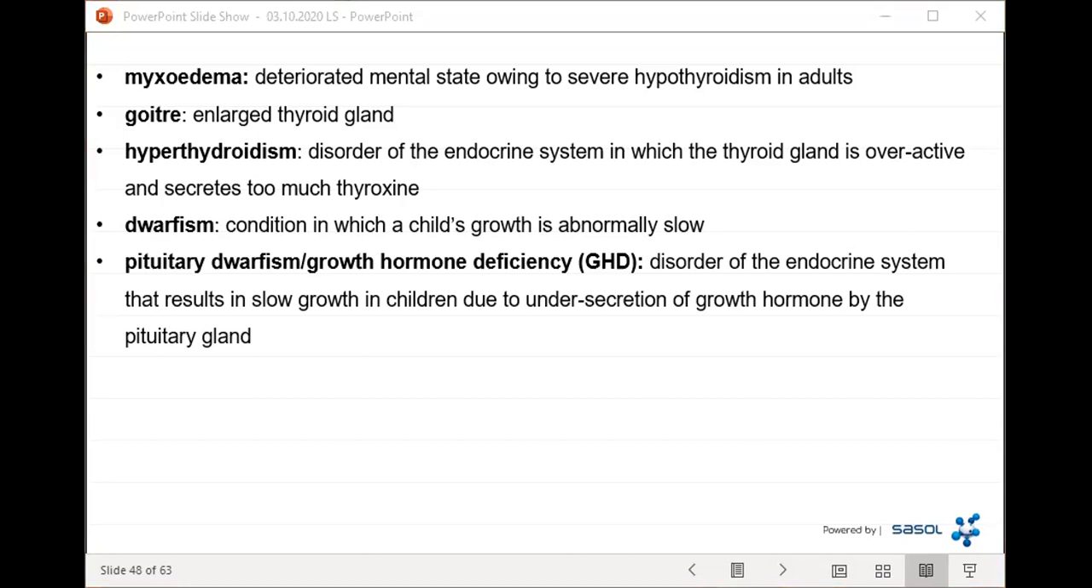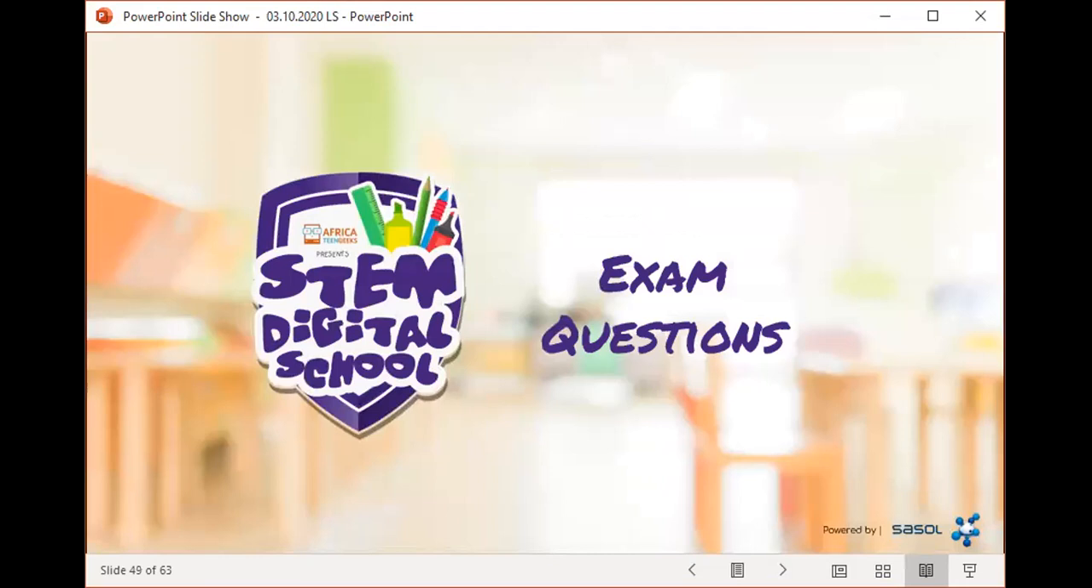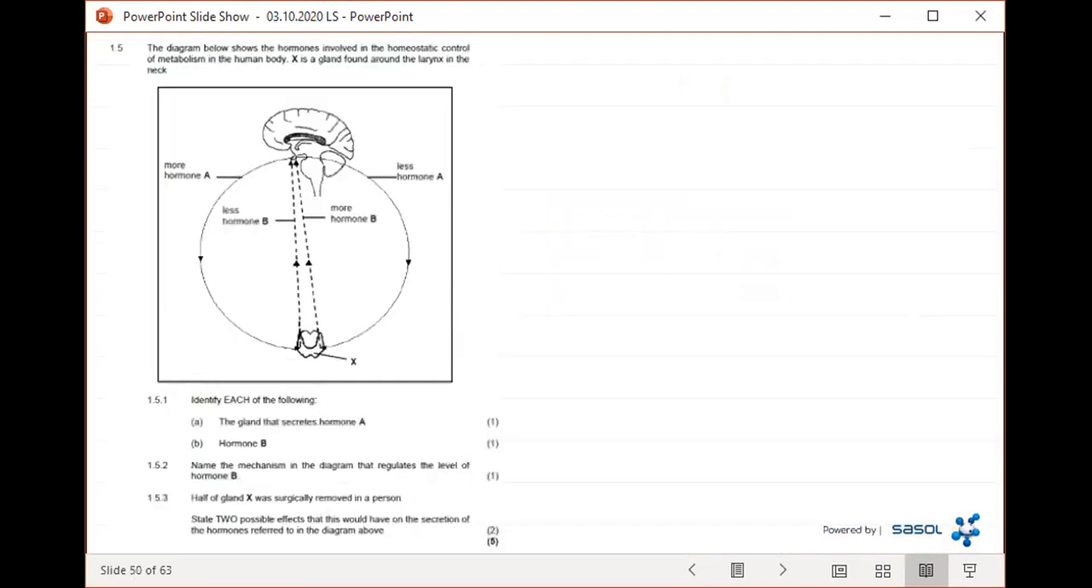Right, so now we can move on to exam questions. First question that we have is question 1.5. These are all from previous papers, so everything that we're dealing with here is from previous papers. It reads, the diagram below shows the hormones involved in the homeostatic control of metabolism in the human body.